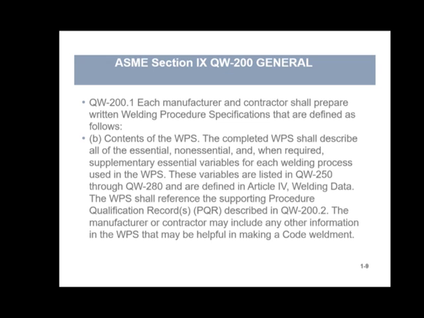The manufacturer or contractor may include any other information in the WPS that might be helpful in making a code weldment. So what does this tell us? You go up to the second line of B where it says the completed WPS shall describe all essential, non-essential, and when required, supplementary essential variables. This means you have to address them, whether you think they're a good idea or not, or whether they were even used. You can put none. A lot of times if you don't use post-weld heat treat, you're not using it, it is still required to be addressed, but you just put none.